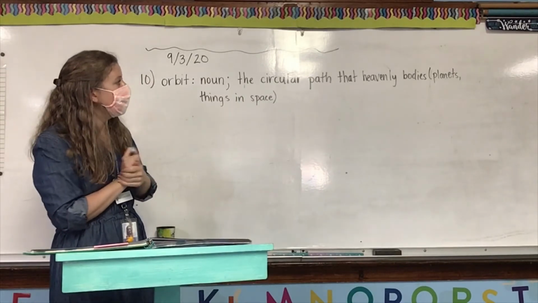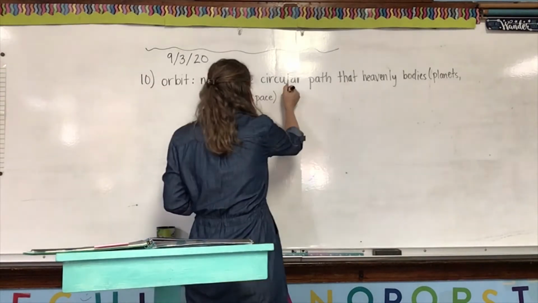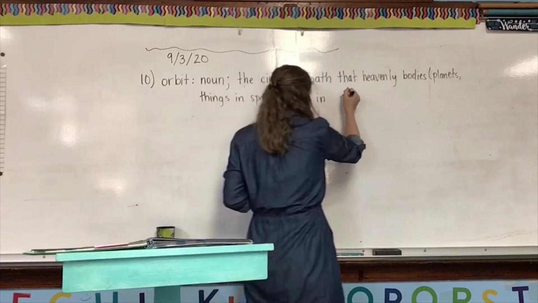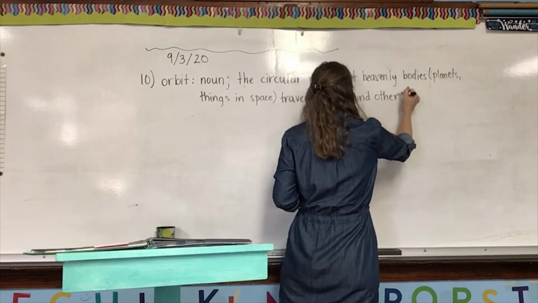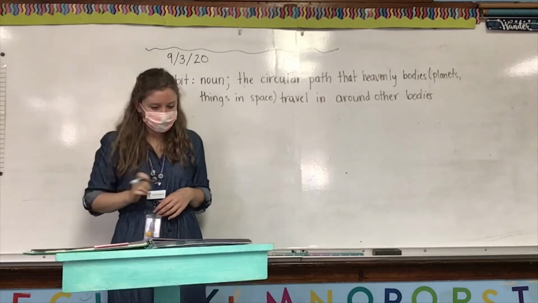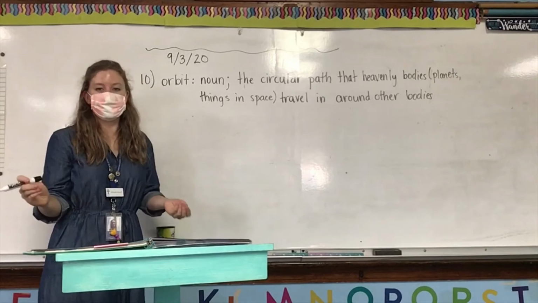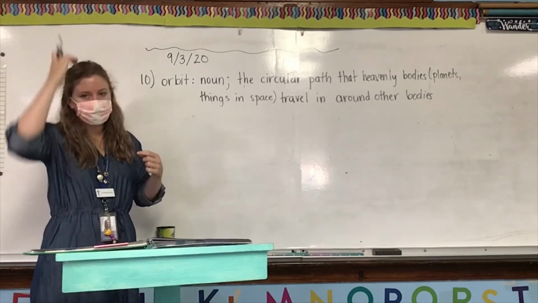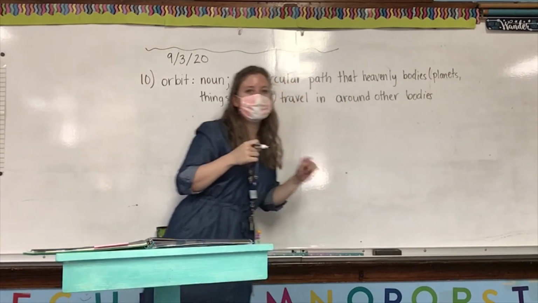So they are the circular paths that heavenly bodies, which are planets and things in space, travel in around other bodies. So in our case, an orbit is this in our solar system. The orbit is that circular path that all the planets travel in around the sun, which is the other heavenly body.